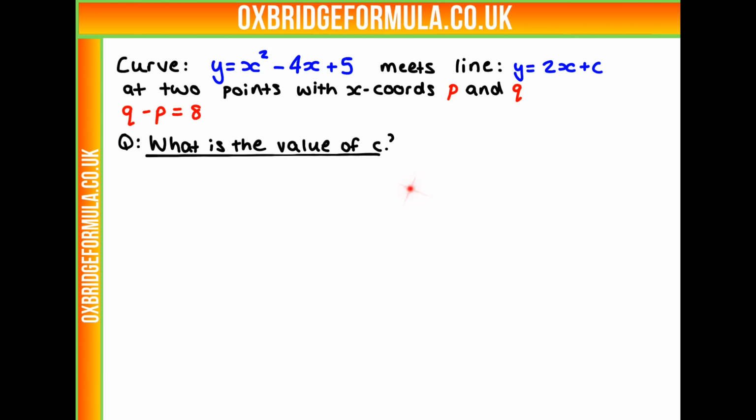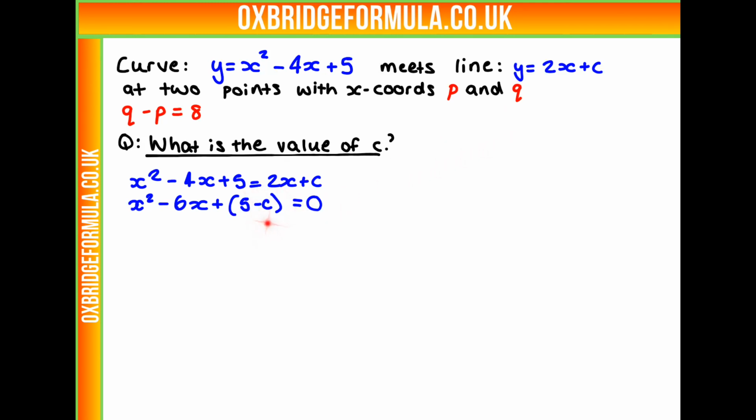So where should we start in this question? Well, we know we have two lines that are intersecting with each other, and to work out the intersect, to find the x coordinates, we have to make them equal to each other. So if we do that, we get x squared minus 4x plus 5 equals 2x plus c, and then we can simplify this down, make this equal to 0 to give us a nice quadratic to solve by taking away the 2x and the c to get x squared minus 6x plus 5 minus c equals 0. So now if we were going to solve this for x, we could just factorise it, and the two solutions would be our two coordinates p and q.